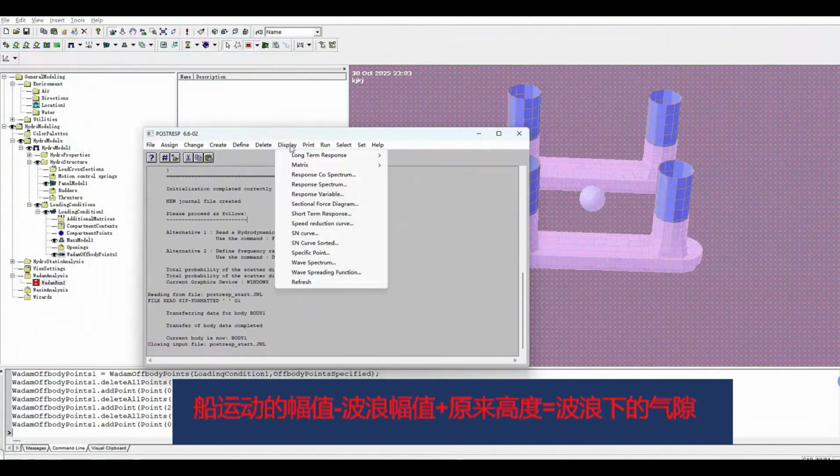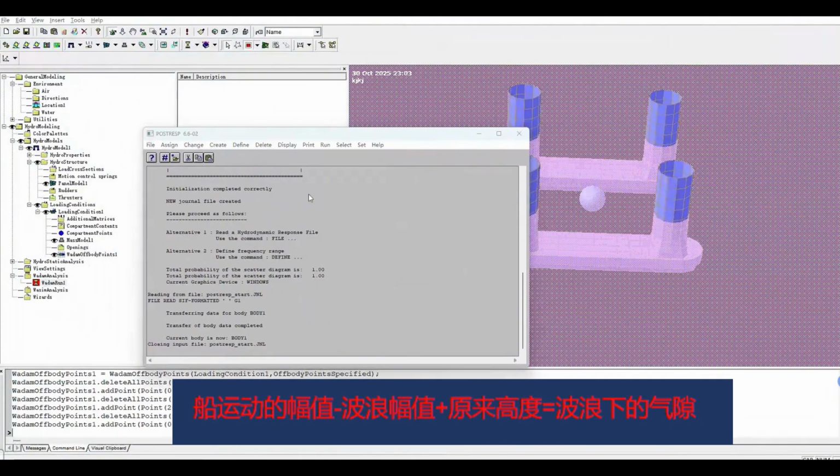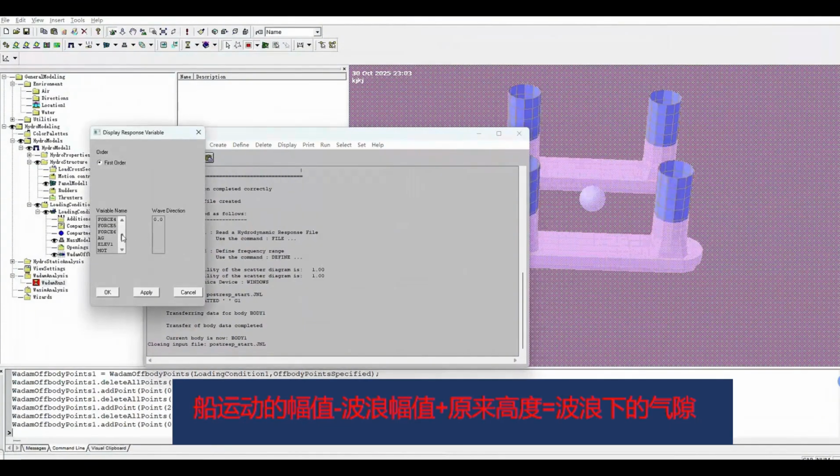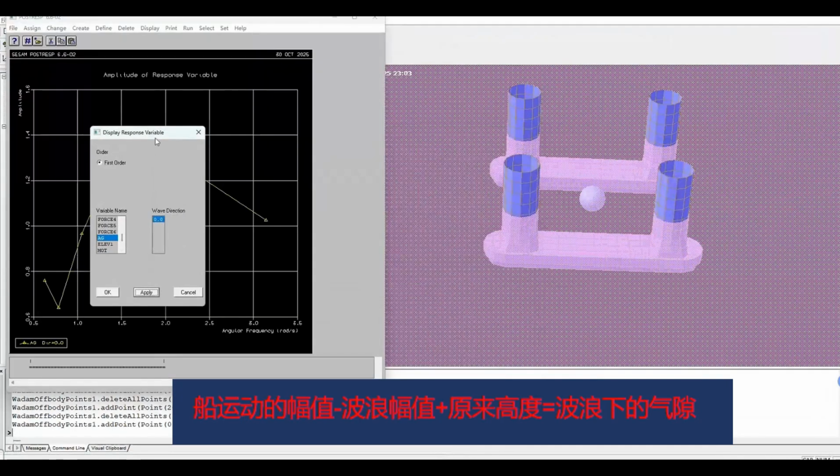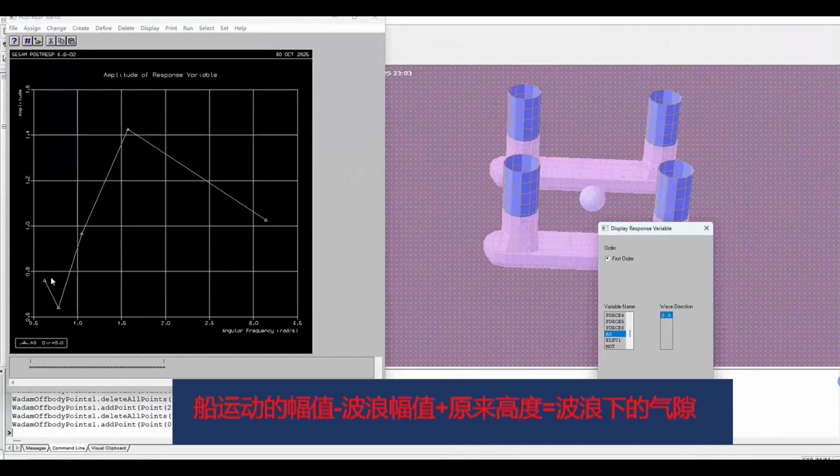After linking is completed, we can go to Display. In the Response Variable section here, find your AG. Alright, as you can see, this AG is the one I just set up. Under 0° wave phase, we can take a look at the value assigned to this AG. Now, the curve we've obtained is exactly what I just mentioned: the amplitude of the ship's motion minus the amplitude of the wave surface motion. The result is the current value you see here. For example, when the wave frequency is 1.5, the corresponding value might be around 1.3 or 1.37.